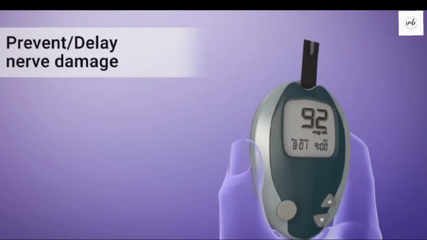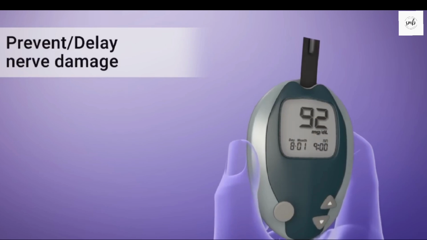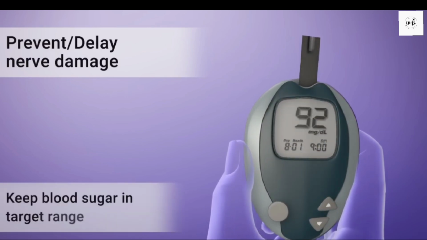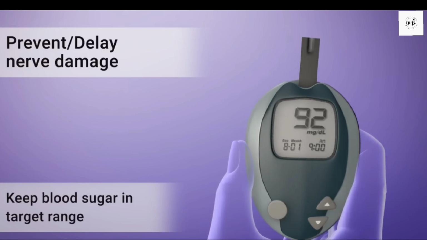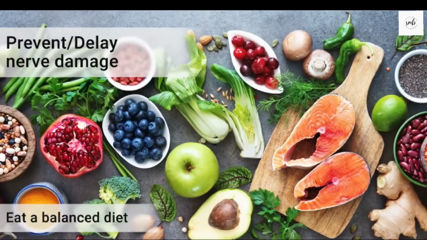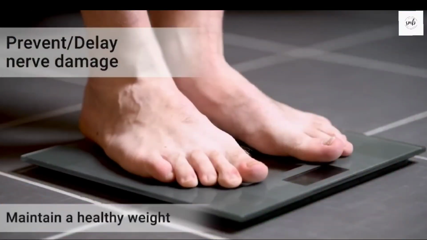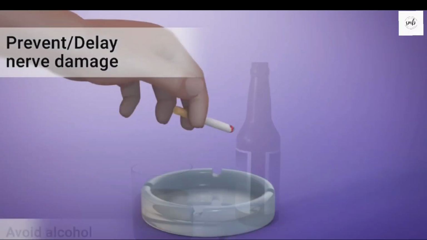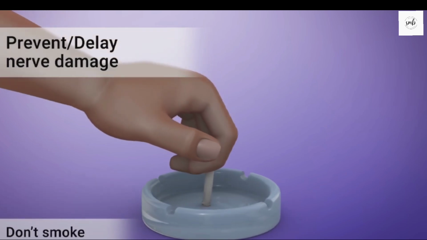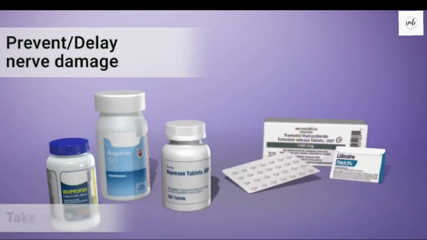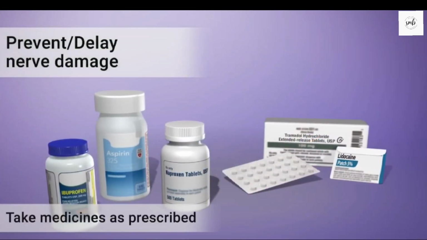There are things you can do to help prevent or delay damage to your nerves. If you have diabetes, keep your blood sugar as close to your target range as possible. Eat a balanced diet. Maintain a healthy weight. Avoid drinking alcohol. And don't smoke. Get regular physical activity. And take any medicines exactly as your healthcare practitioner prescribes.